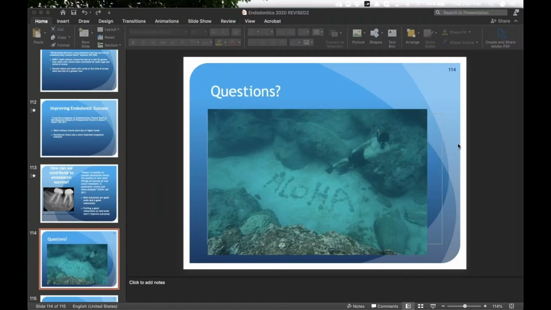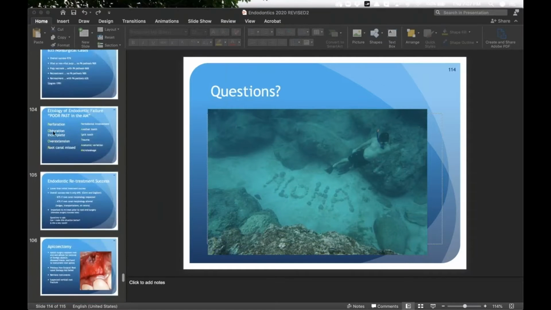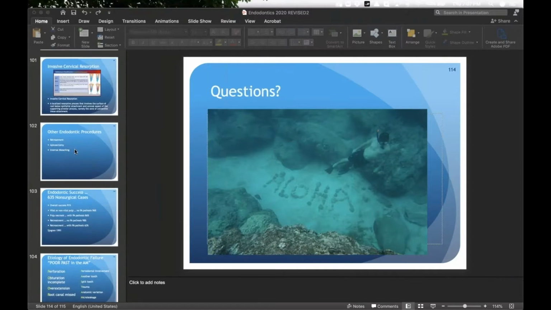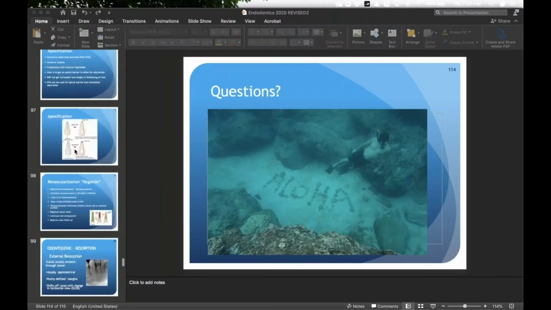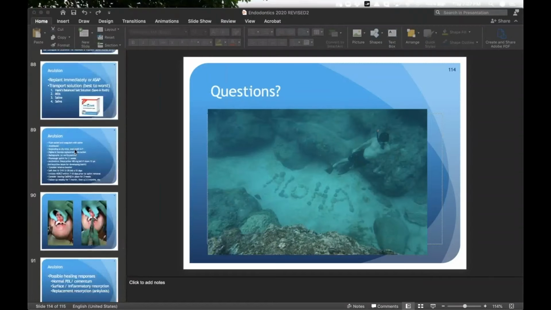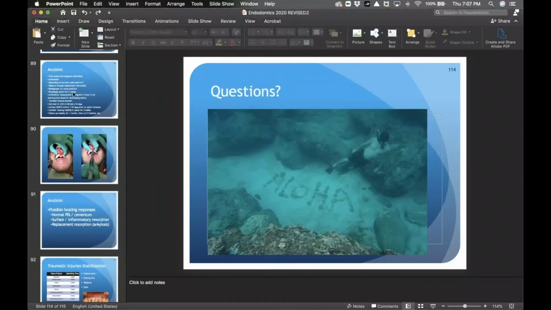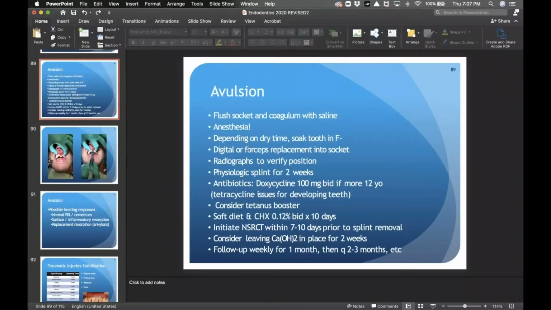Okay. In the avulsion slide, I lost connection. What did you say to soak the tooth in before reimplanting? It reads F. Okay, so that should be sodium fluoride. Let me go to that slide and see what that says. But it probably should say NaF, so sodium fluoride. Yeah, so F minus. So it really should be sodium fluoride.